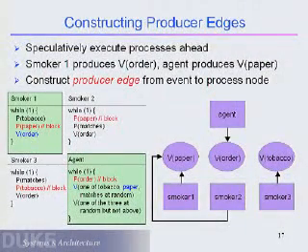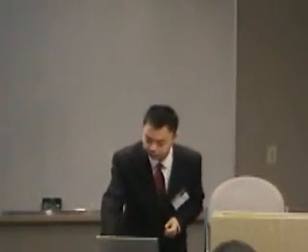Next, we're going to construct a request edge from a process to the event it's waiting for. So if we look at smoker 2, we're going to have a request edge from smoker 2 to V paper. Finally, we need to construct producer edges. To achieve this, we use speculative execution. As an example, if we look at smoker 1, after we speculatively unblock this process, we're going to see smoker 1 does a V operation on order. Therefore, we construct a producer edge from V order to smoker 1.